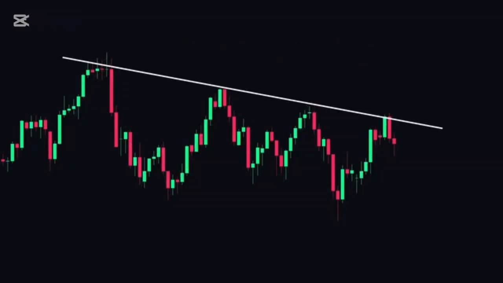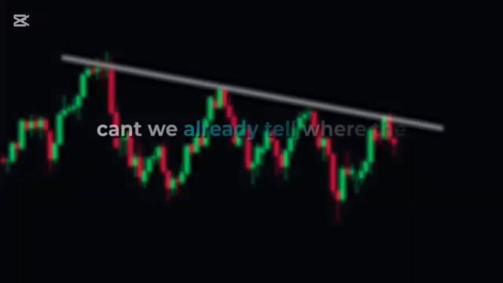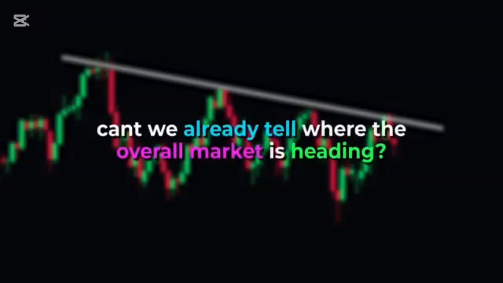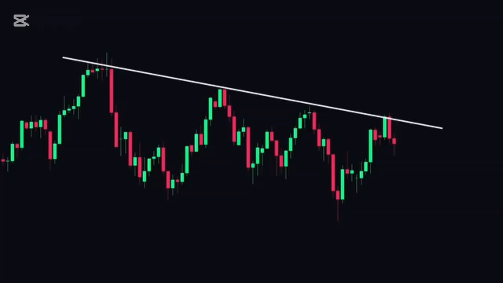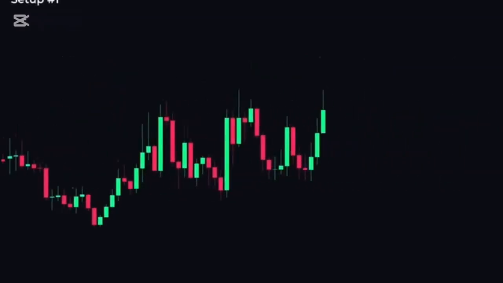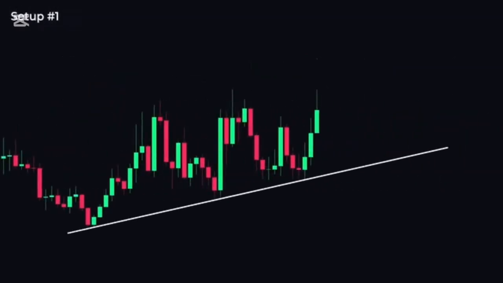Now, a question you might be asking is, can't we already tell where the overall market is heading just by looking at it? Why do we even need trend lines? The answer is simple. Trend lines do more than just show the trend. They also help us spot trade setups that we otherwise wouldn't have spotted if we looked at the charts with the naked eye. For example, in this chart, we've applied a trend line by connecting the swing lows.